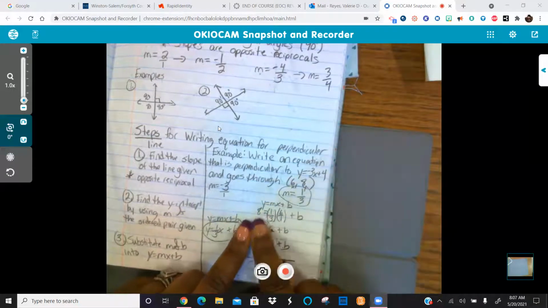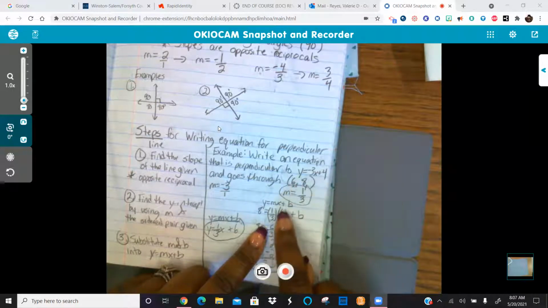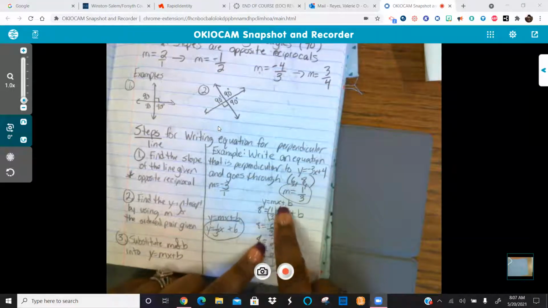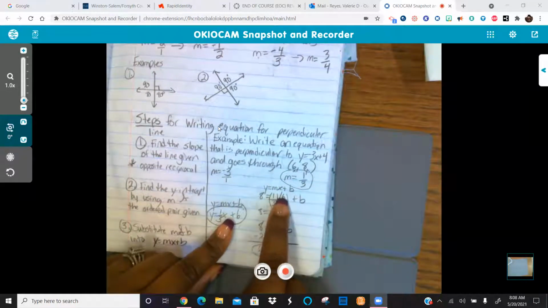So your y is 8, so put that there in the place of y. Your slope is 1/3, and your x is 6, but write it as a fraction since you're dealing with fractions here. So simplify this fraction by multiplying straight across. This is 1 times 6, which is 6. This is 3 times 1, which is 3.